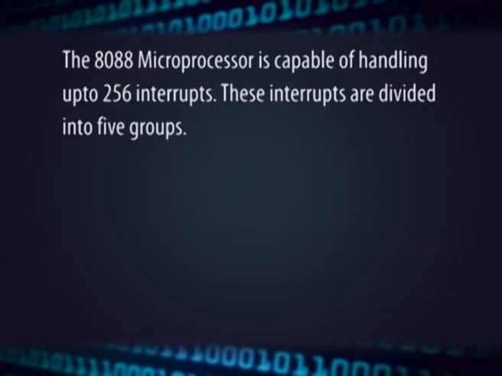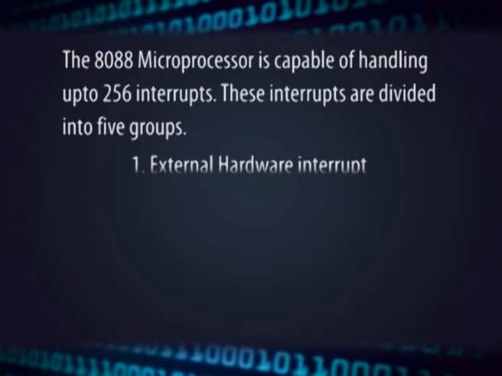If the multiple tasks require timely response and a single processor speed is not enough, a system with multiple processors is suggested in a real time environment so as to handle large number of interrupts connected over large number of devices. Such a system is said to be interrupt driven. The 8088 microprocessor is capable of handling up to 256 interrupts. These interrupts are divided into 5 groups.